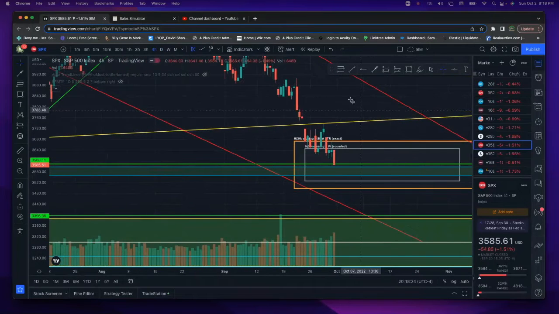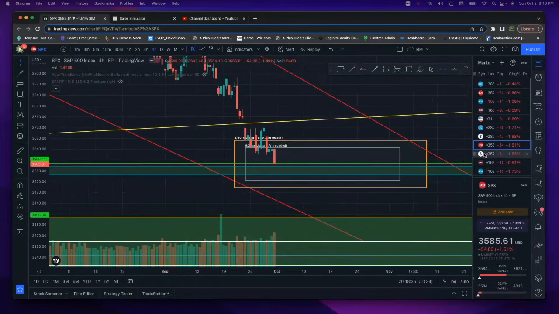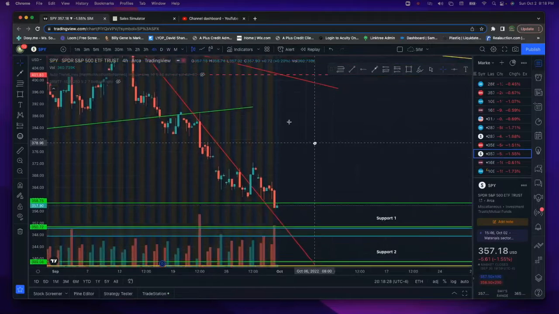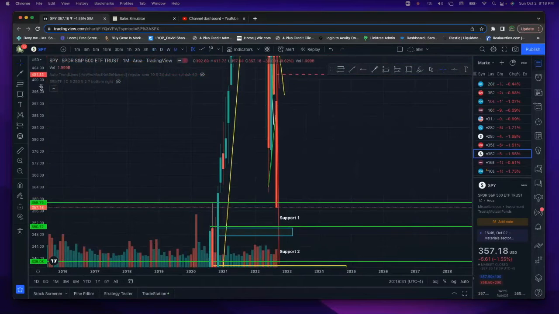All right, so that's SPX on that level. Let me go to SPY real quick as well. Same thing for SPY. I'm going to tell you the levels I'm looking at for SPY.